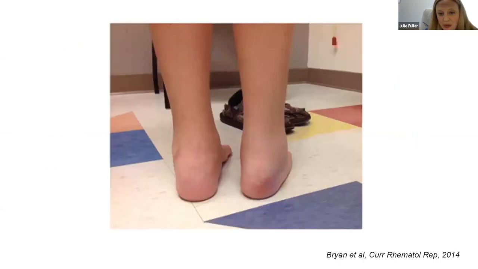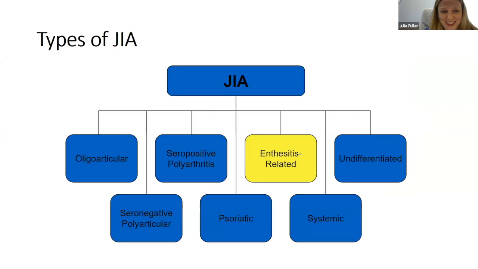And here's a picture showing what we're trying to show as enthesitis. And this is someone with some Achilles enthesitis, but also probably some ankle effusion, if we're going to be honest here. And this is a representative case of enthesitis-related arthritis.